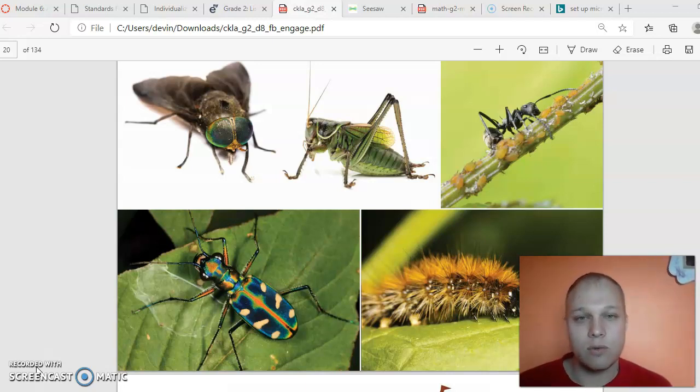So this right here is actually one of the slides that Miss Milk read last time. I want you to look at these insects, think about the vocabulary words I just said, and think about ways they're similar and ways they're different.